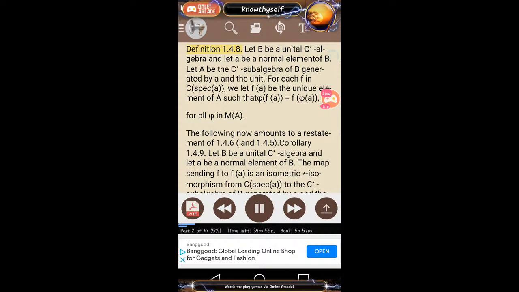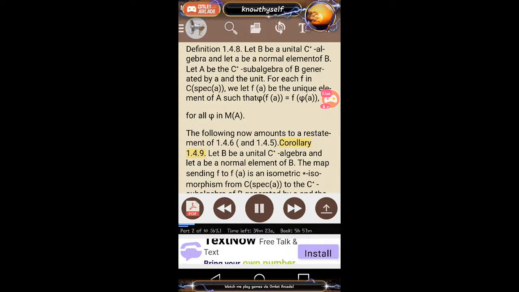Definition 1.4.8. Let B be a C*-algebra and let A be a normal element of B. Let A be the C*-subalgebra of B generated by A and the unit. For each f in C(spec A), we let f(A) be the unique element of A such that φ(f(A)) = f(φ(A)) for all φ in M(A). The following now amounts to a restatement of 1.4.6 and 1.4.5.